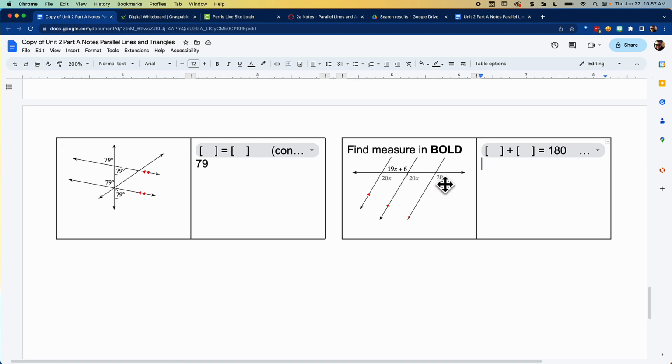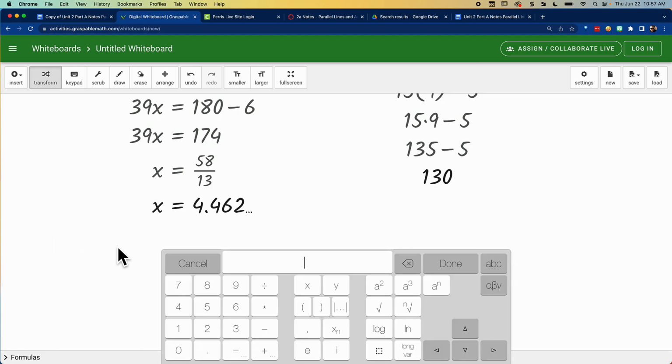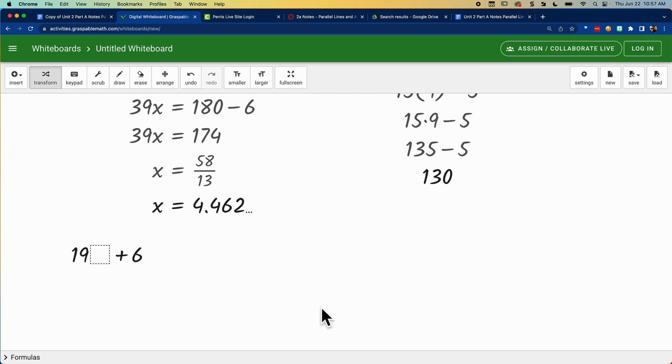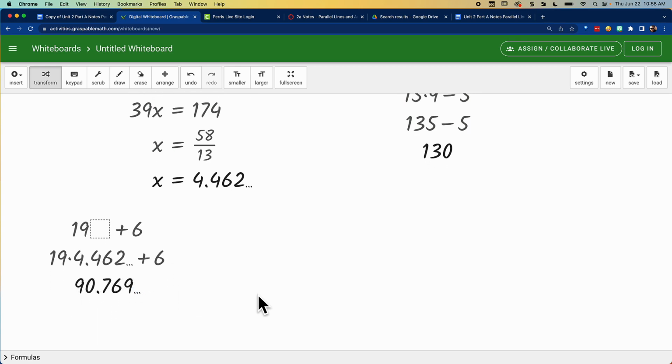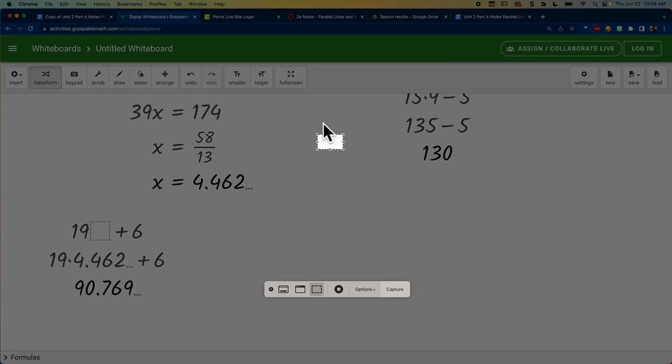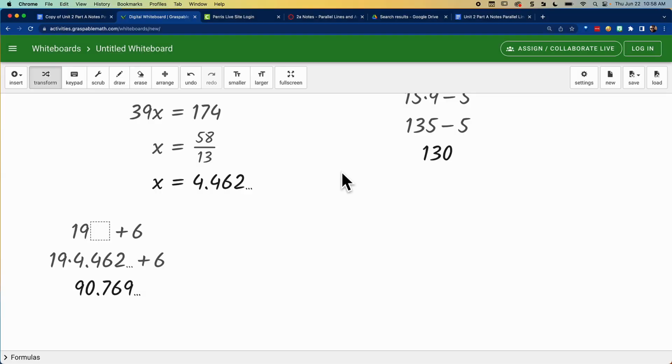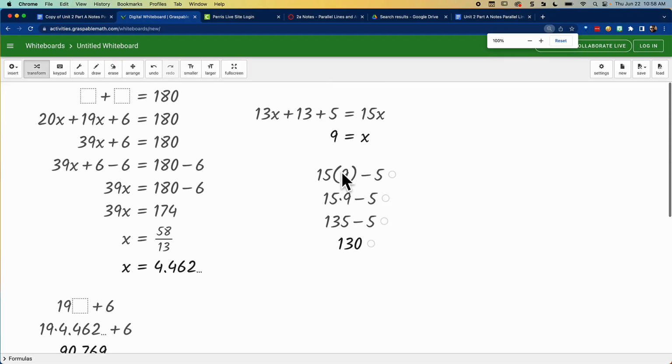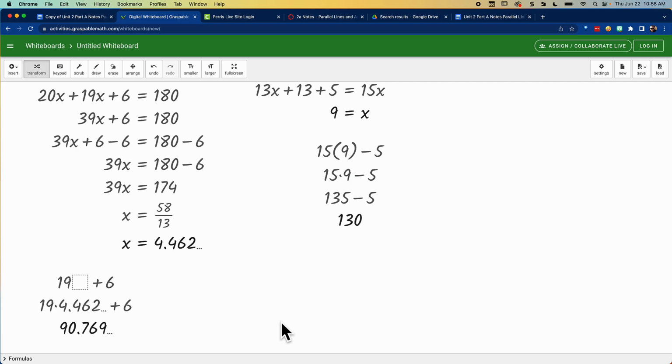20x, 19x plus 6. Everything's looking correct there. So we want to plug it into 19x plus 6. So I'm going to say 19 times a box plus 6. But here's one of the neat things: you can actually drag a value that you already used to solve and substitute it in there. So you don't have to necessarily rewrite it. And that winds up being about 90.769. Kind of interesting how it's a lot of work just for that final answer there.